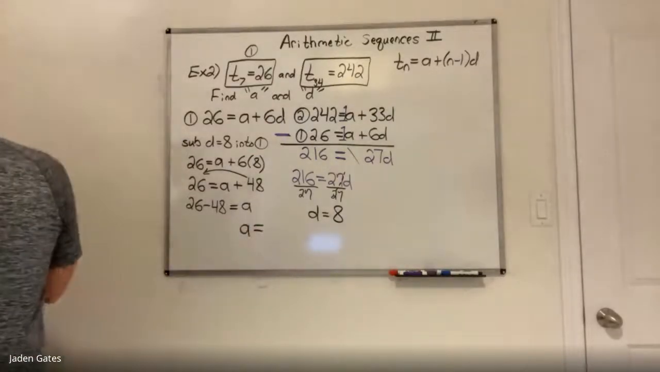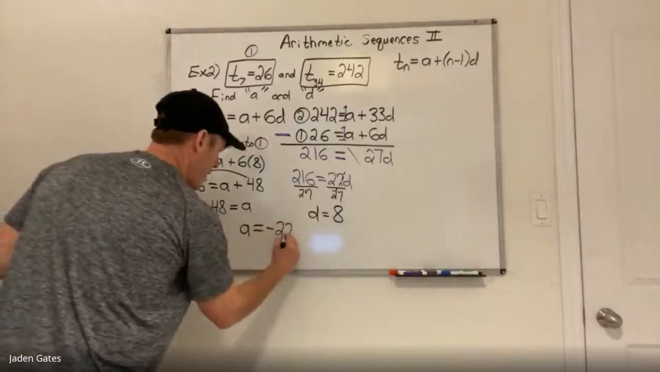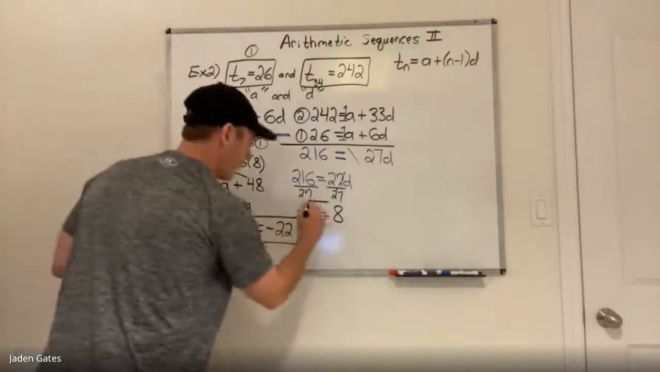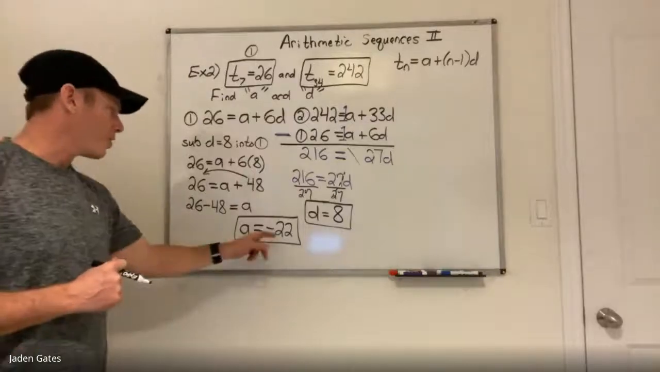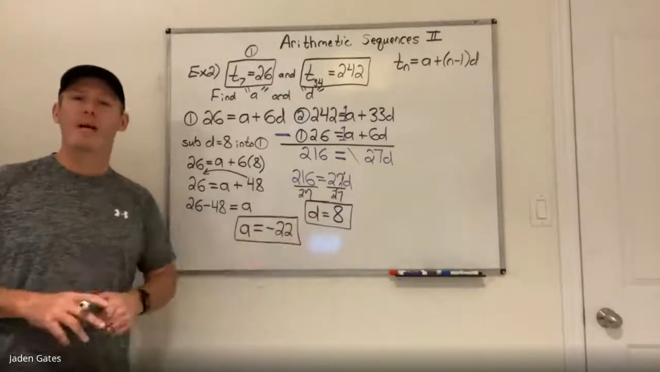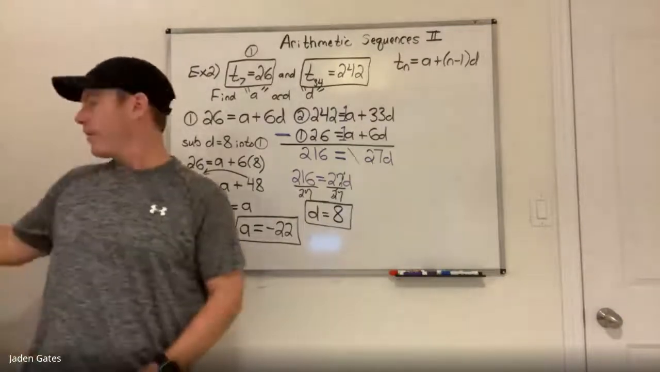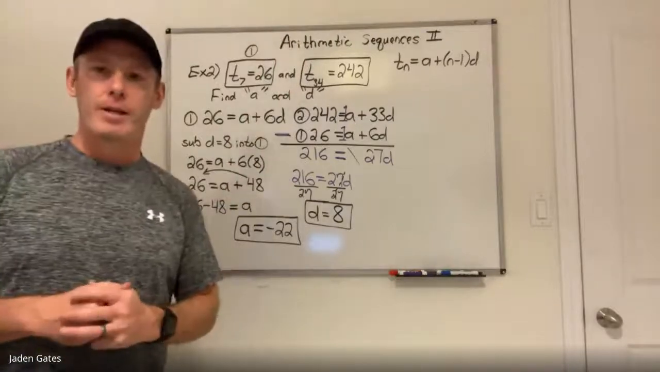Just going to double check that. A little Monday morning here. Yeah, it is minus 22. And so now I know my A value, and already before I found my D value. So there's where my sequence starts, and then it increases by 8 each time. And again, that's just a little bit of review of solving systems of equations, but we're doing it in terms of arithmetic sequences.